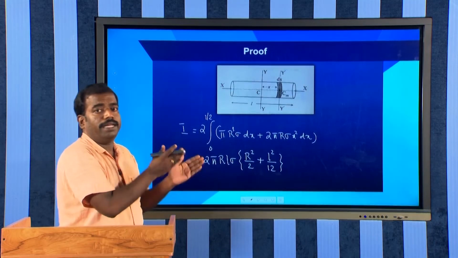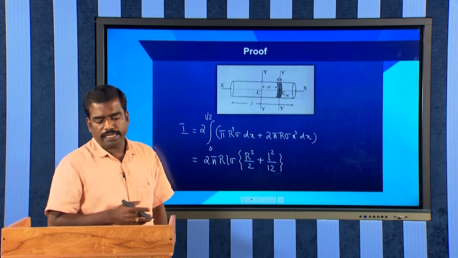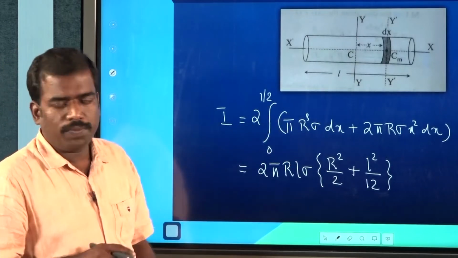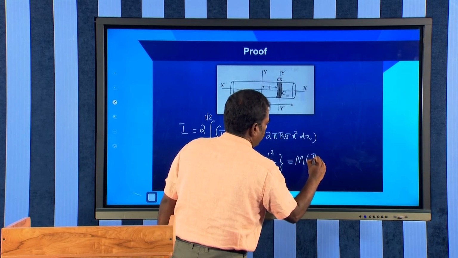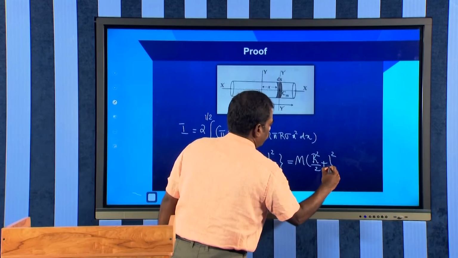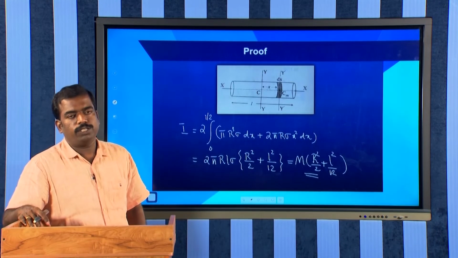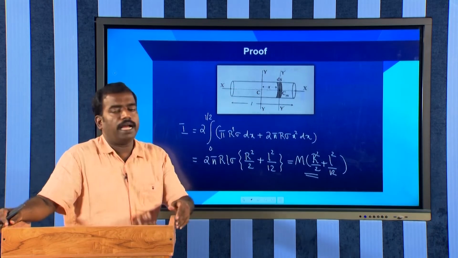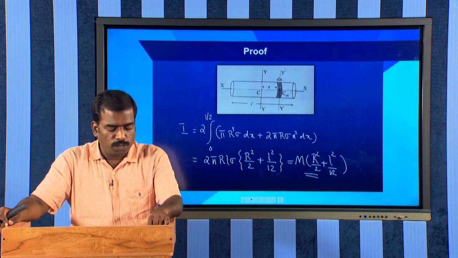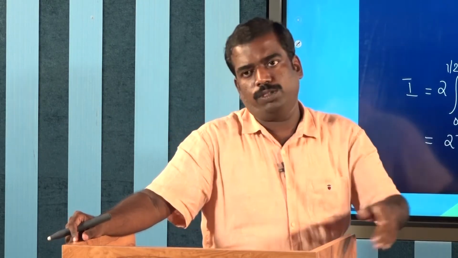Similar steps to what we have done in the solid cylinder case. So, what is this 2 pi r L sigma? It is nothing but the mass of the cylindrical shell, and it is given by m into r square by 2 plus L square by 12. So, this is the moment of inertia of the cylindrical shell about an axis passing through its center and perpendicular to its length. In the case of the solid cylinder, we got m into L square by 12 plus r square by 4. Here we got m into L square by 12 plus r square by 2.